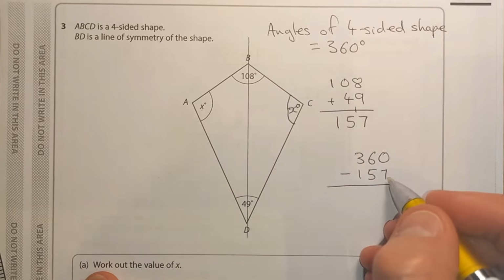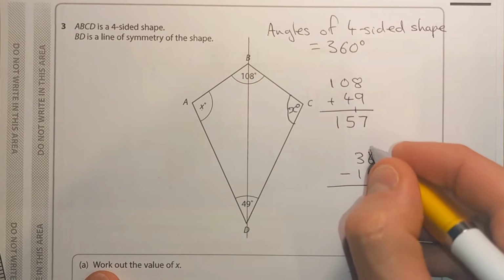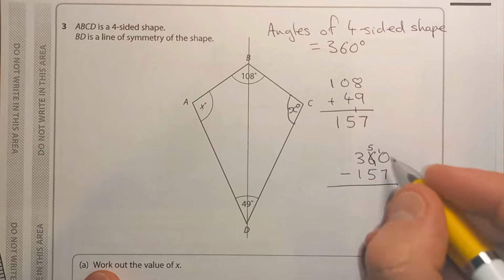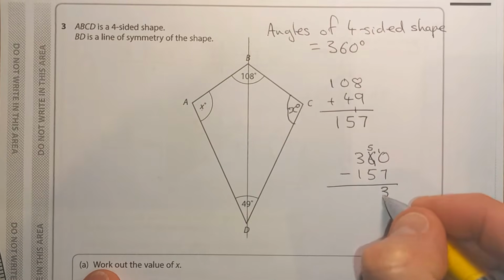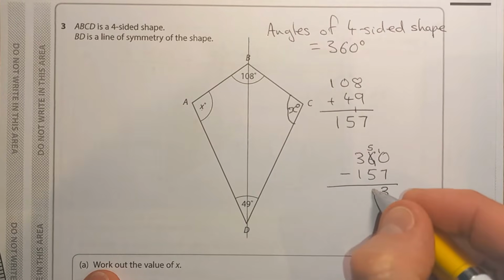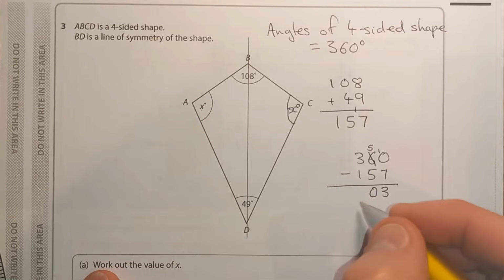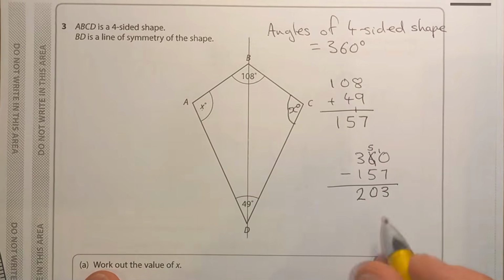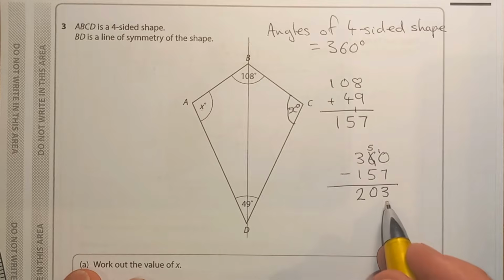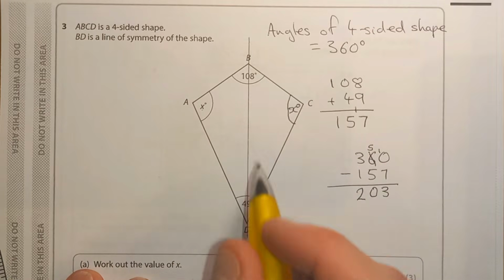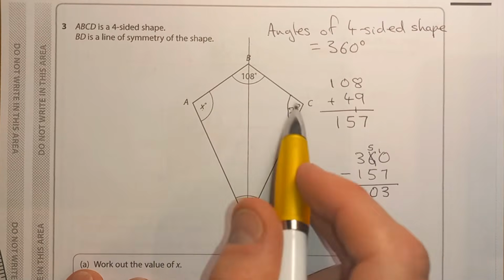Well, 0 minus 7 we can't do, so reduce that to 5 and pass 1 over. 10 minus 7 gives us 3. 5 minus 5 is 0. 3 minus 1 is 2. So we've got 203. Okay, so 203 degrees left, and that is for these two angles.